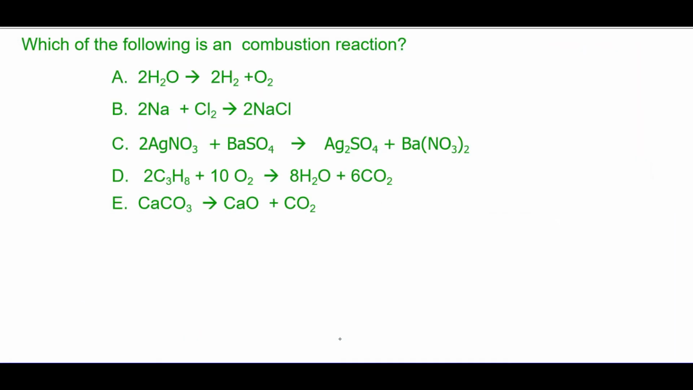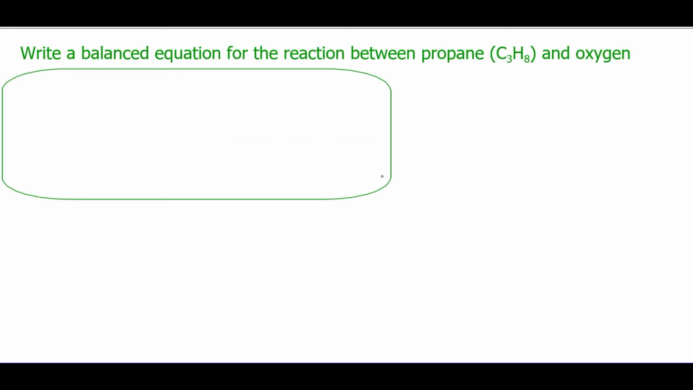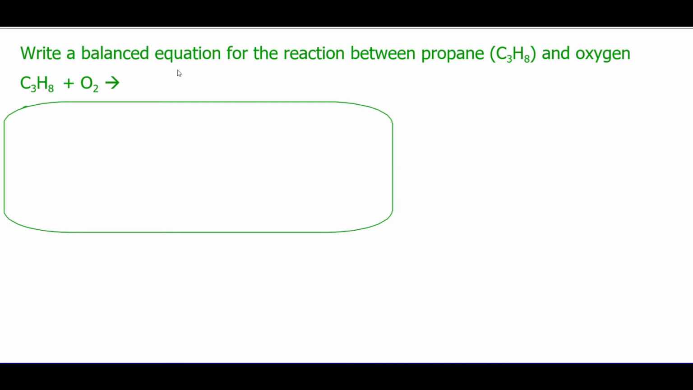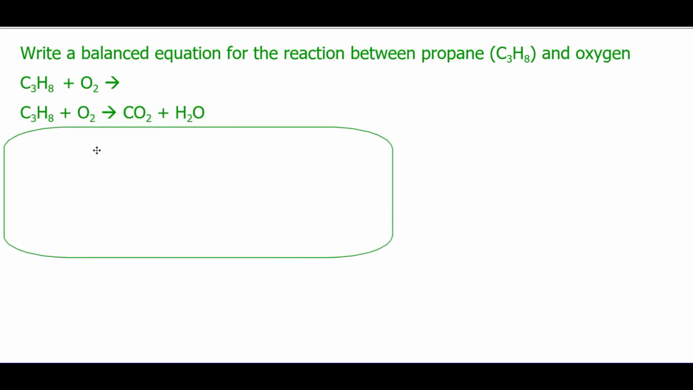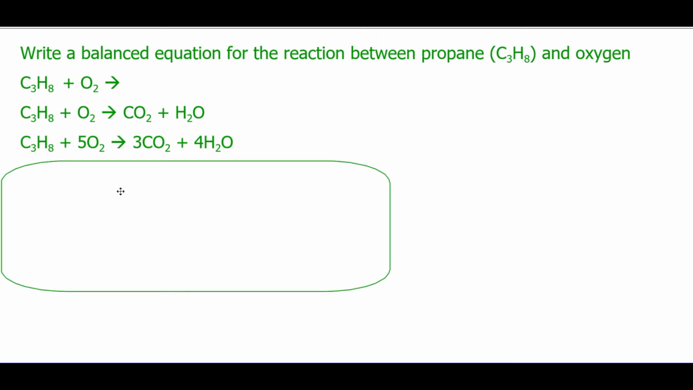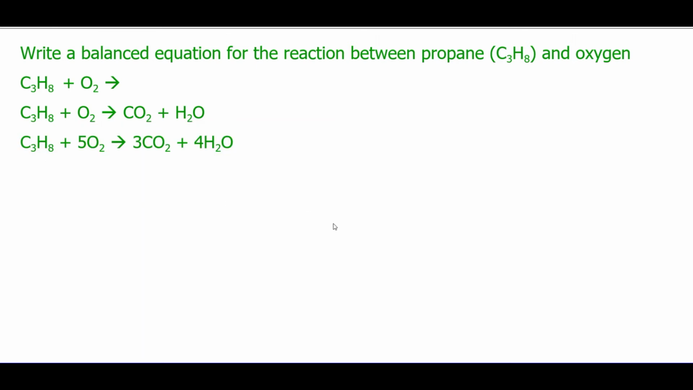Which of the following is a combustion reaction? If I look at D, it has a hydrocarbon, oxygen, and the products are water and carbon dioxide. Pause the video and write a balanced reaction between propane and oxygen. Propane is given to us. Did you remember that oxygen is diatomic? What are always the products for our combustion reactions? Carbon dioxide and water. And lastly, I balance the equation.